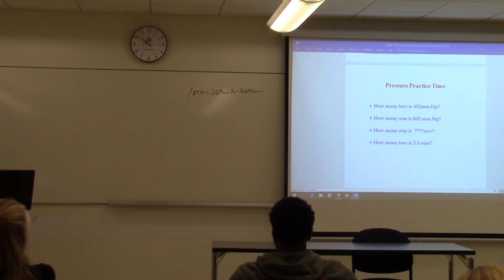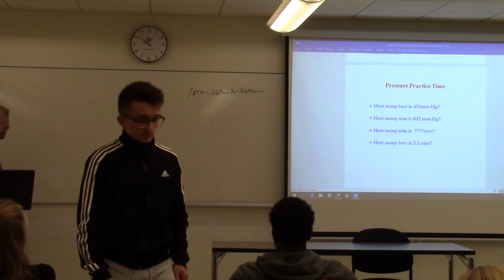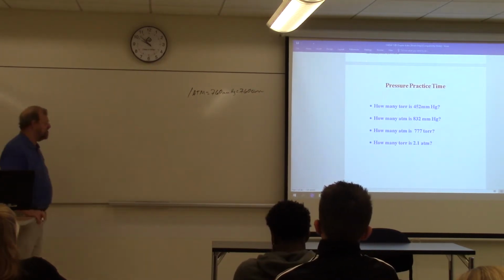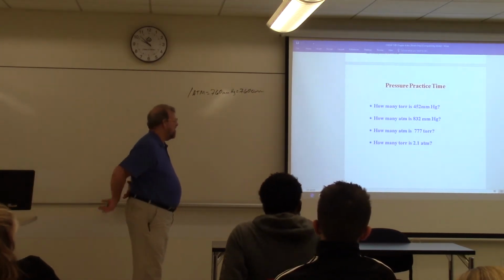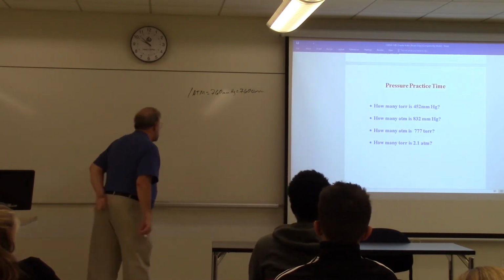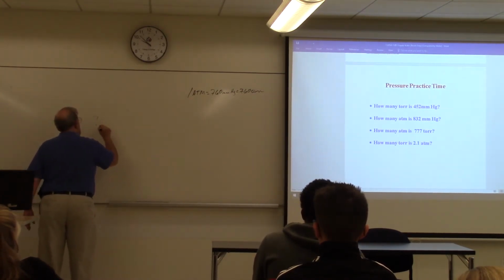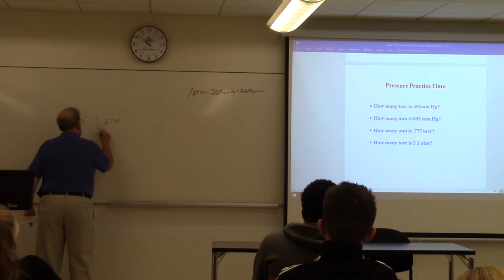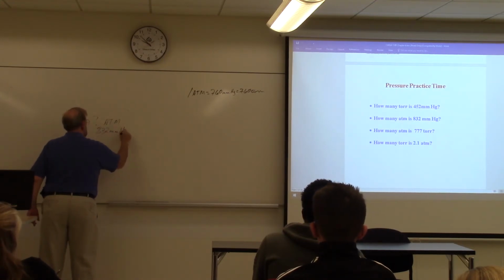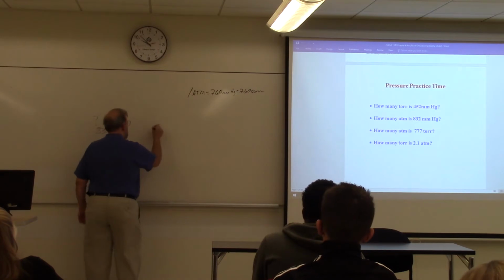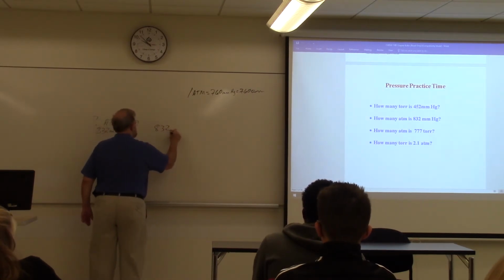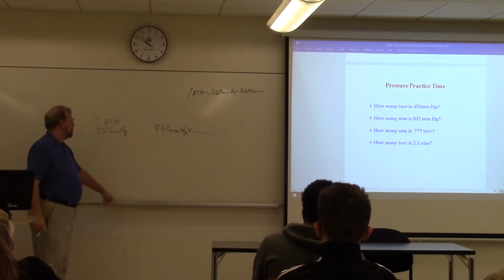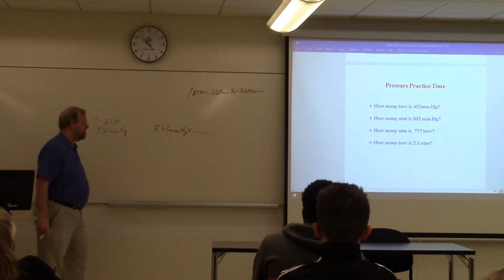So let's do some practice time. Let's look at the first one. I've done something like that already. Let's look at the second one. The second one says, how many atmospheres is 832 millimeters of mercury? Again, I'll put down how many atmospheres is what I'm trying to find. What am I given? How do I proceed? Well, I only have one number. If I can convert that in one step, what am I trying to get to units-wise? Atmospheres.